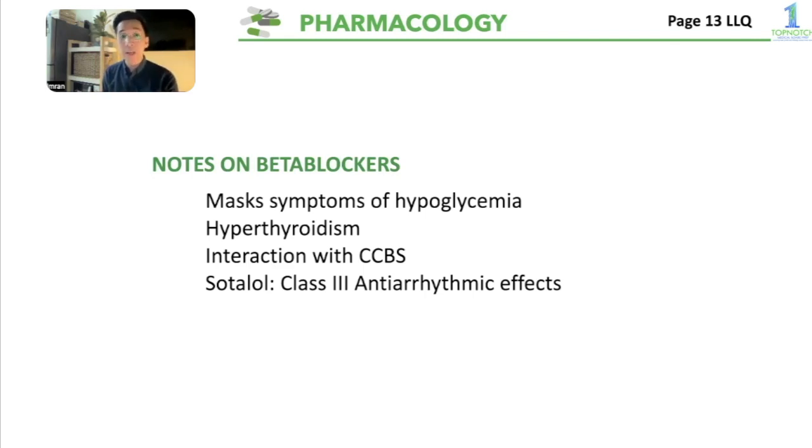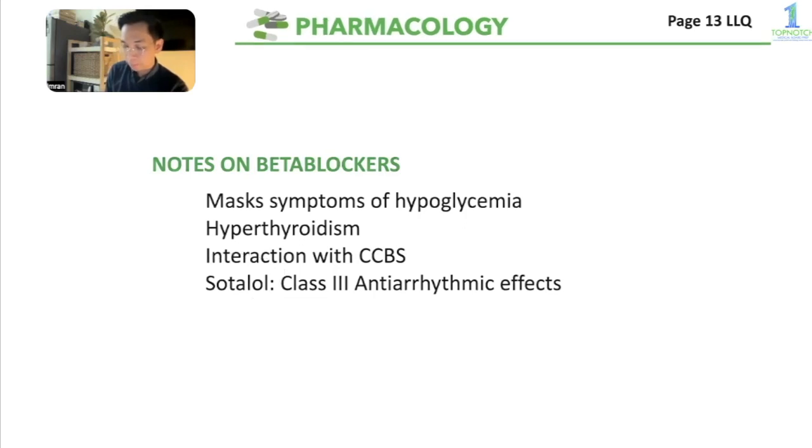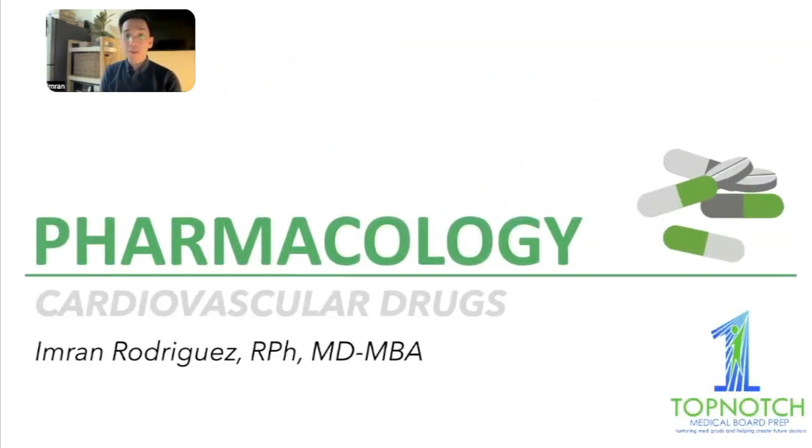Okay? And lastly, yung sotalol, it's a potassium channel blocker, but it's also a beta blocker, no? And pasok siya dun sa class 3 anti-arrhythmic effect. It's an anti-arrhythmic drug then. Okay? So that's all for your autonomic nervous system. So I hope you learned a lot dun sa autonomic nervous system natin.